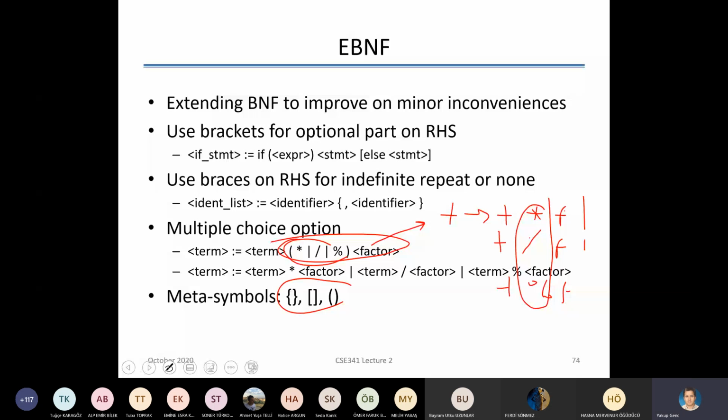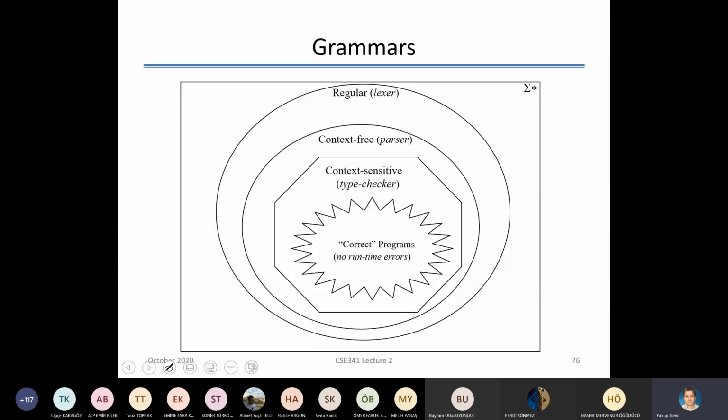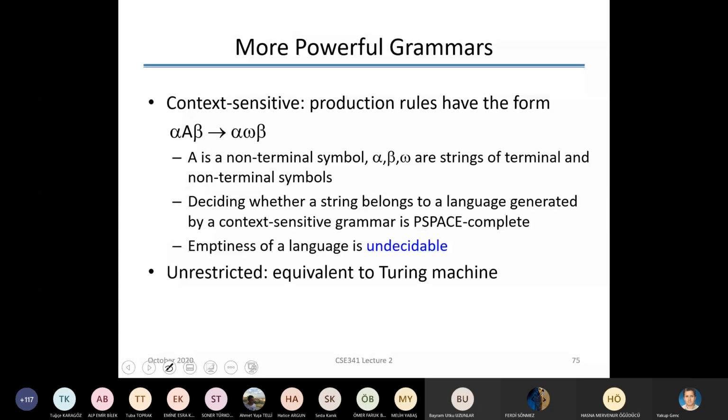So just to wrap up, where am I? What time is it? Okay.